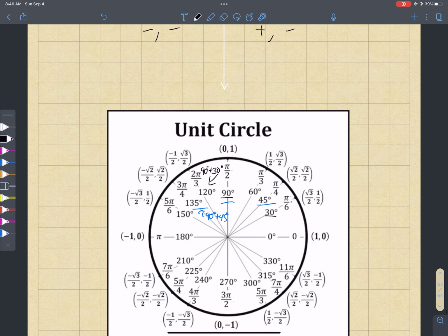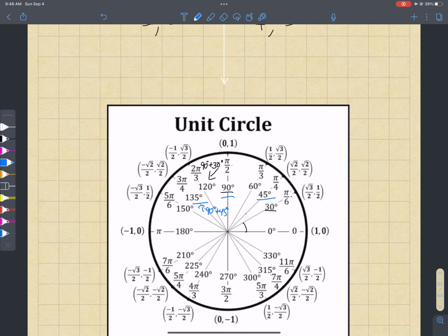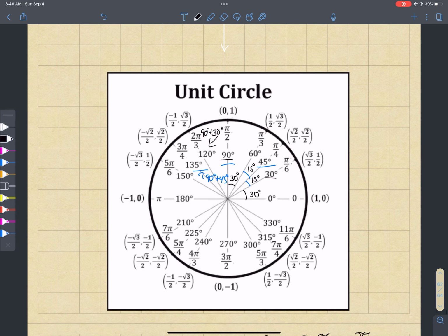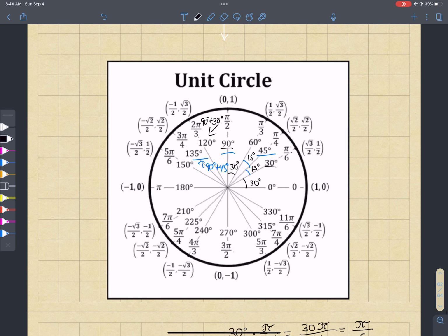The way I best memorized the degrees was just saying plus 30, plus 15, plus 15, plus 30. If you look at the unit circle, you can kind of see that the gaps between the lines are either big or small. There being only 2 different size gaps, you can just say that the big gaps are plus 30 and the small gaps are plus 15.